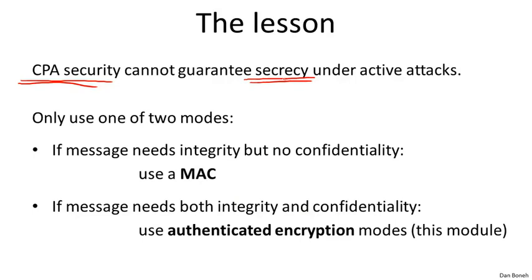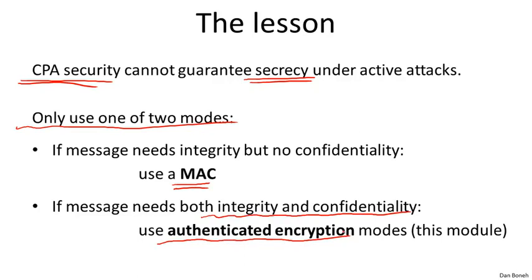And so the lesson that I'm going to repeat again and again throughout this module is that if your message needs integrity but no confidentiality, just use a MAC. But if your message needs integrity and confidentiality, you have to use what's called an authenticated encryption mode, which is precisely the topic of this module. So the next thing we're going to do is define what authenticated encryption means, and we're going to build authenticated encryption systems.